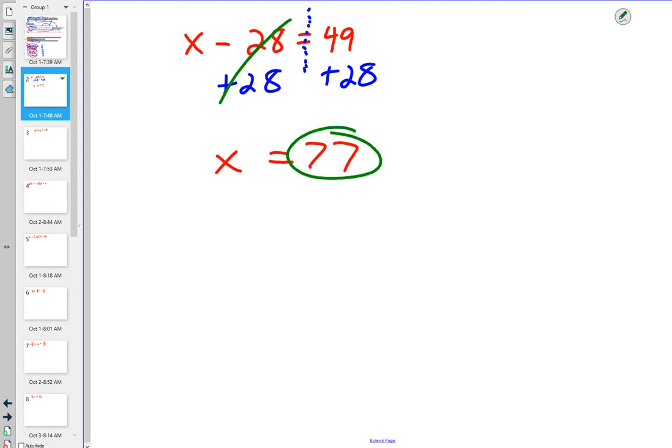And in any equation, whether it's one step, two step, linear, quadratic, any equation, if you ever want to check and you have the time to burn, you can always get your solution and plug it back into the original equation and see if it makes that sentence true. Take a wild guess what 77 minus 28 is. It's 49.